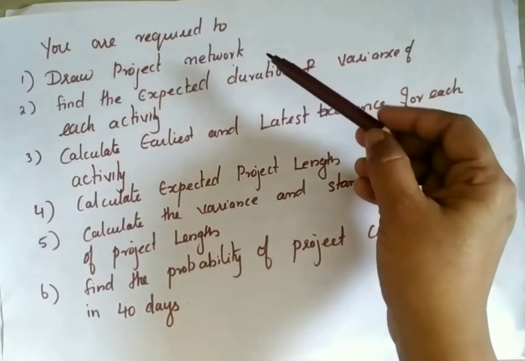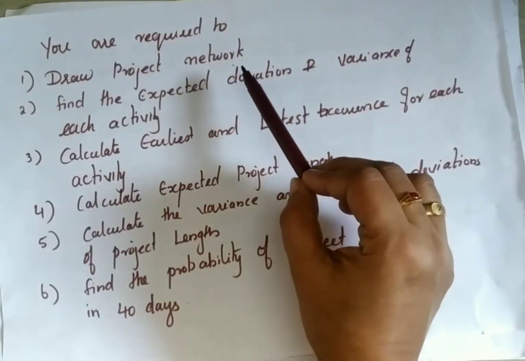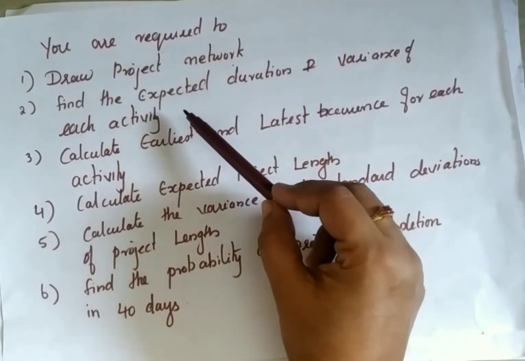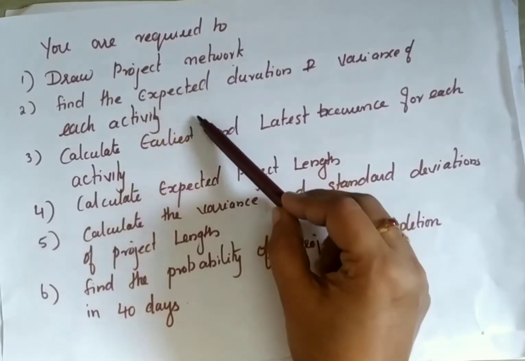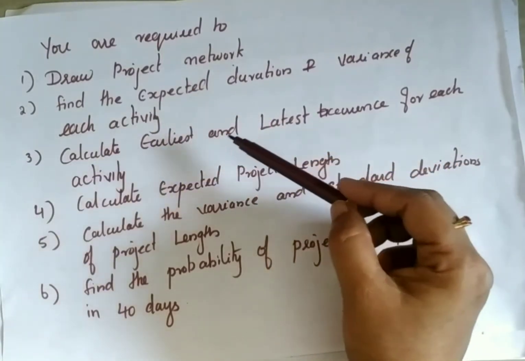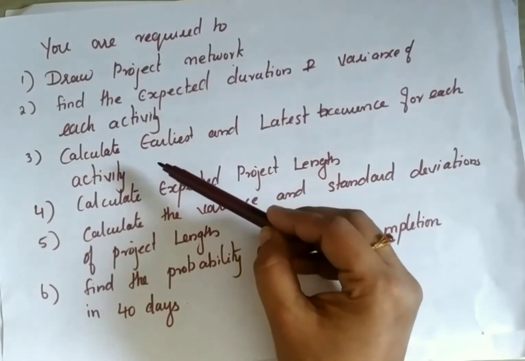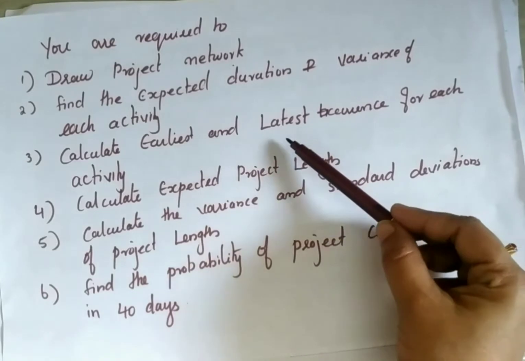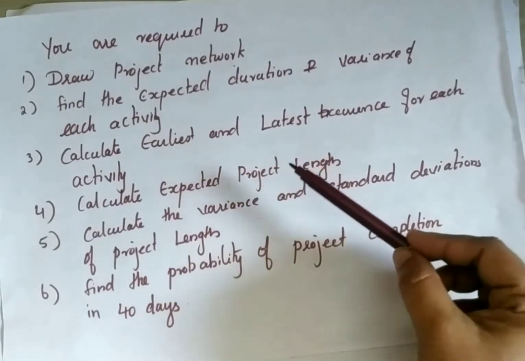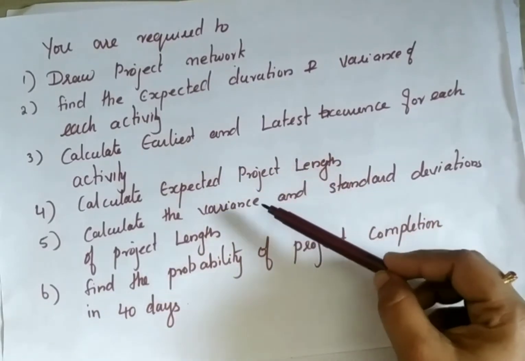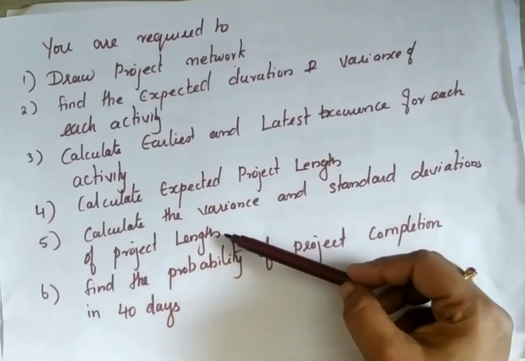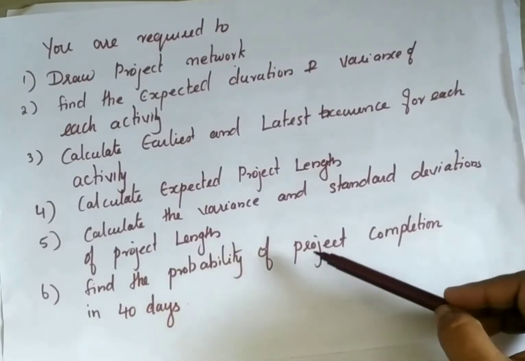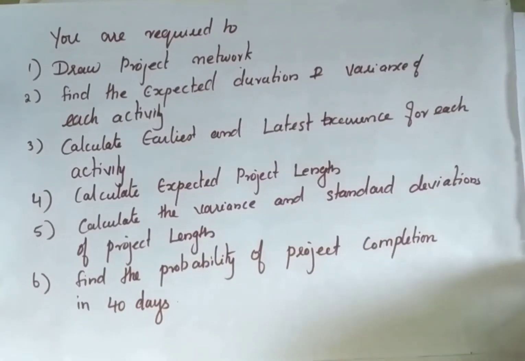So actually these are already in CPM, the same as we can do. That project network we can draw the same as CPM. Find the expected duration and variance of each activity, that according to PERT we have to do. Earliest and latest occurrence for each activity we have to solve. And once we get this, then we will get the critical path. From the critical path, we can get the project length. After getting the project length, we can find out the variance and standard deviation of the project length. And finally, we can go for the probability of project completion in 40 days. These are the things actually you have to do.